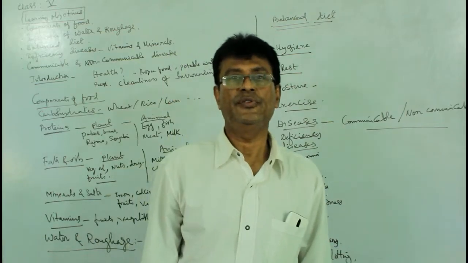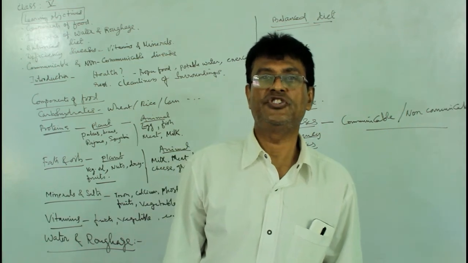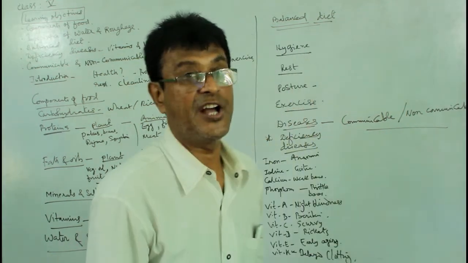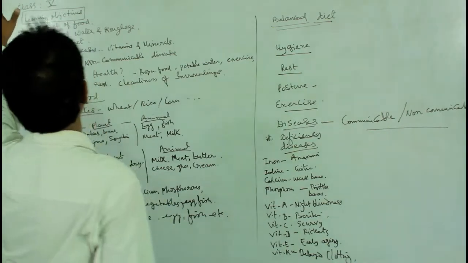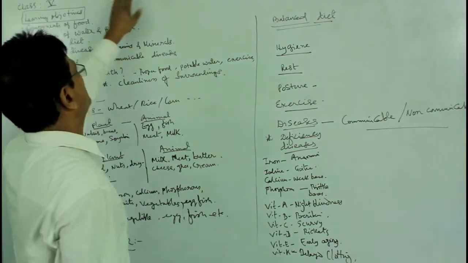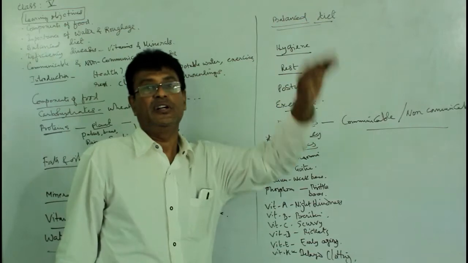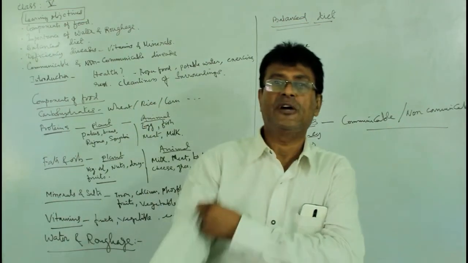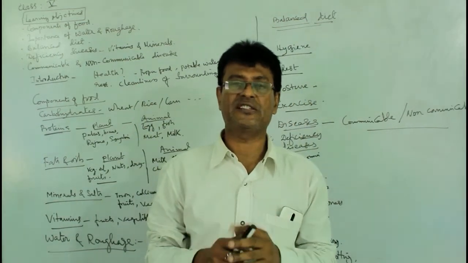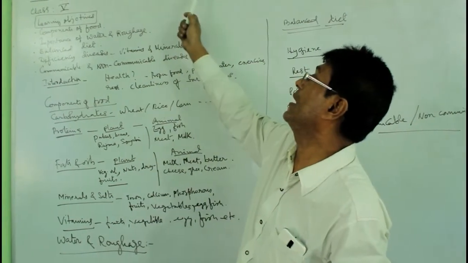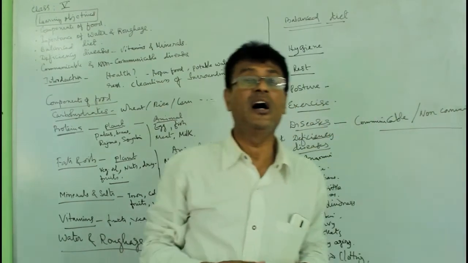Hi children, we have come here to learn a little bit of science, that is class 5, chapter 5, health and hygiene. In the previous chapters, you have come to know different things about food and all. Here we have to discuss health and hygiene.